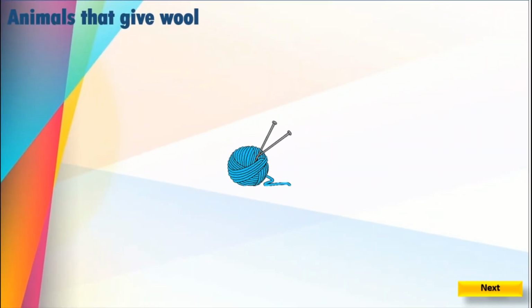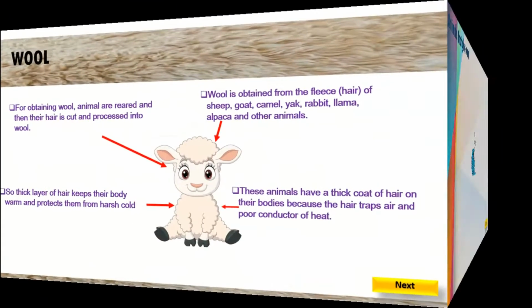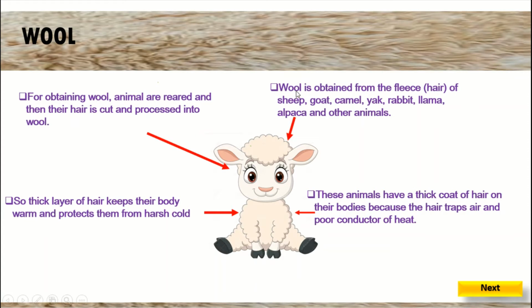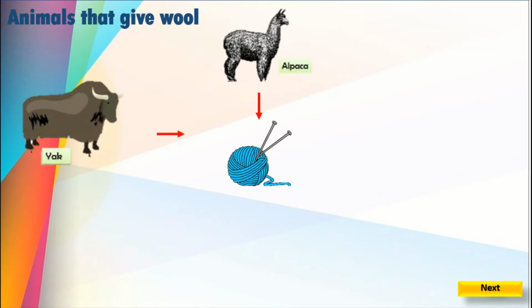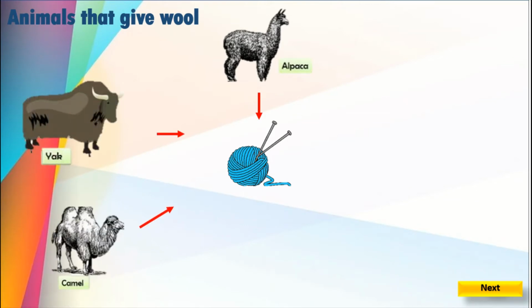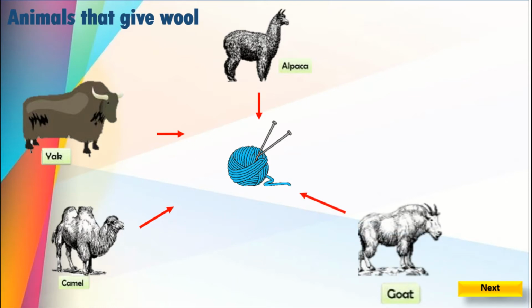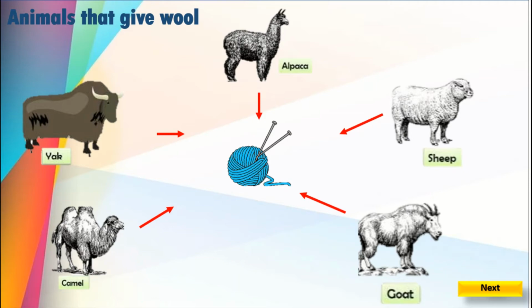Now, animals that give wool. Just now we have studied what the animals are that give wool, right? Wool is obtained from these animals. So now let us go to the next slide, animals that give wool. Let us see. First is alpaca in South America, yak in hilly regions, camel in deserts, goat here and anywhere, sheep here and anywhere, right?